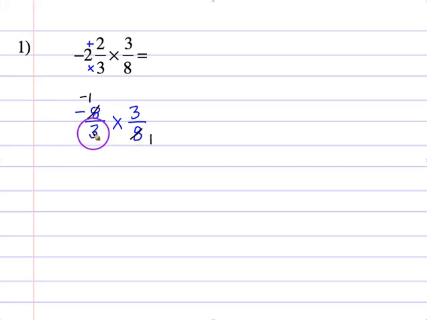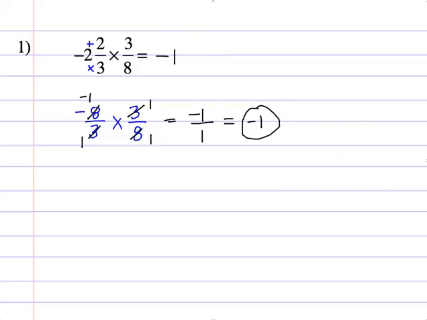Now looking across between the 3 and the 3, do those numbers have anything in common? Yes, they have a 3 in common, so I'm going to divide. 3 divided by 3 becomes 1. 3 divided by 3 becomes 1 as well. So here when you multiply across, you're going to have negative 1 times 1, which is negative 1, and then 1 times 1, which is 1. We would reduce this one step further and say that our answer is negative 1. So that would be our answer.